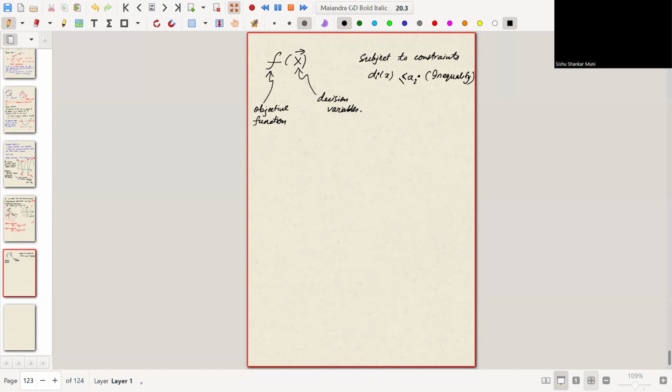And also sometimes you can have constraints of this form, and this is an equality, right? So these kinds of constraints you can have. You can have an equality constraint, you can have an inequality constraint too. Such kinds of optimization problems are known as constrained optimization problems.